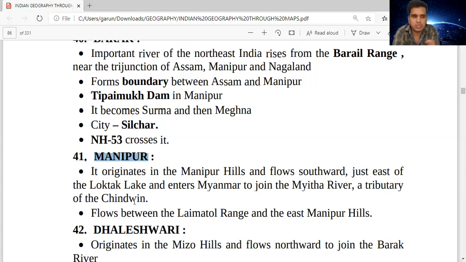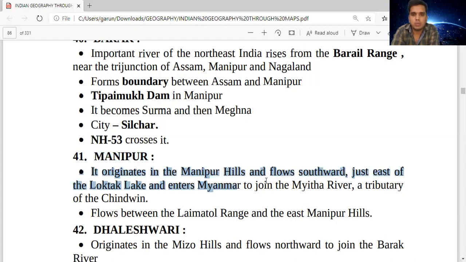Seven Sisters is basically a waterfall, and on it the names of all these eastern states are given. Manipur is the name of the river on which the name of the state is given.